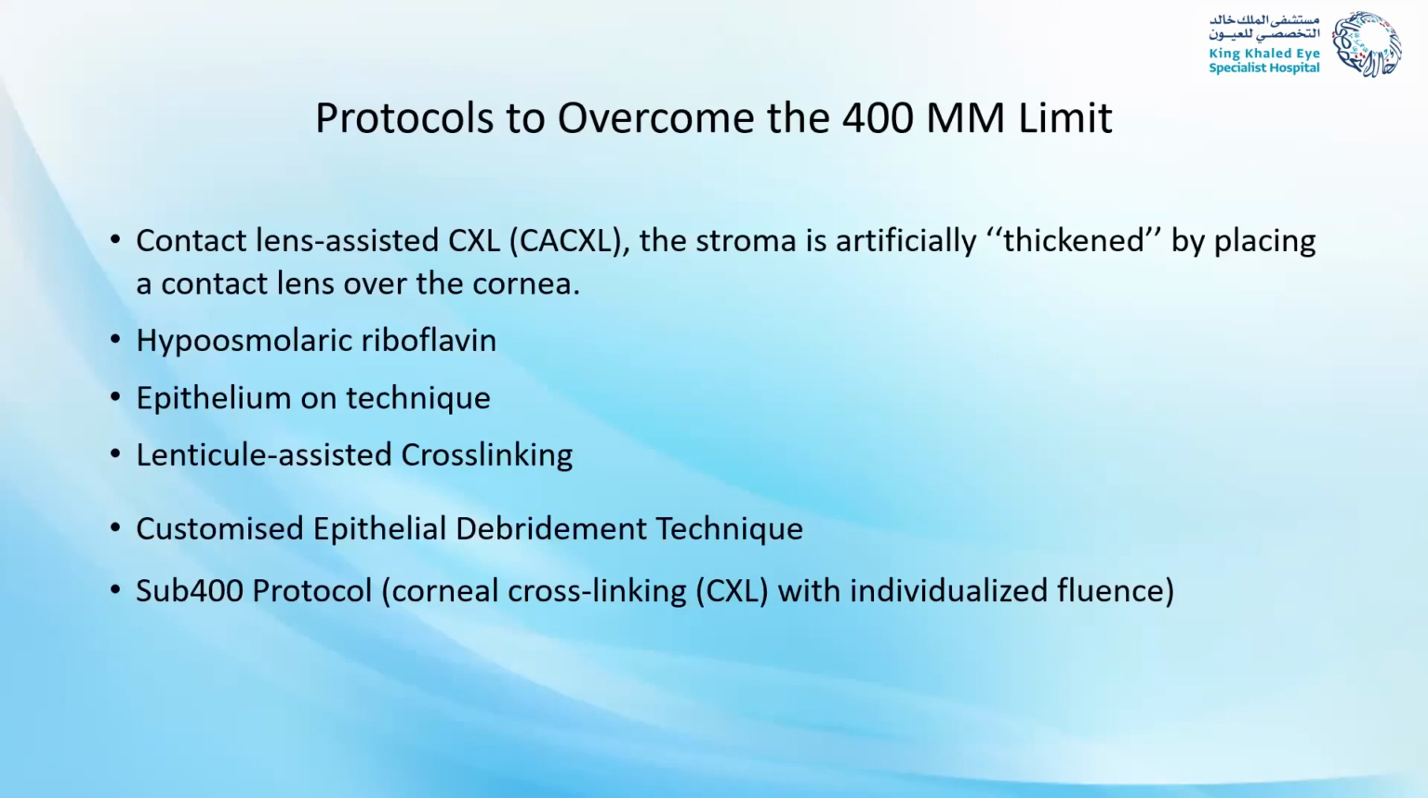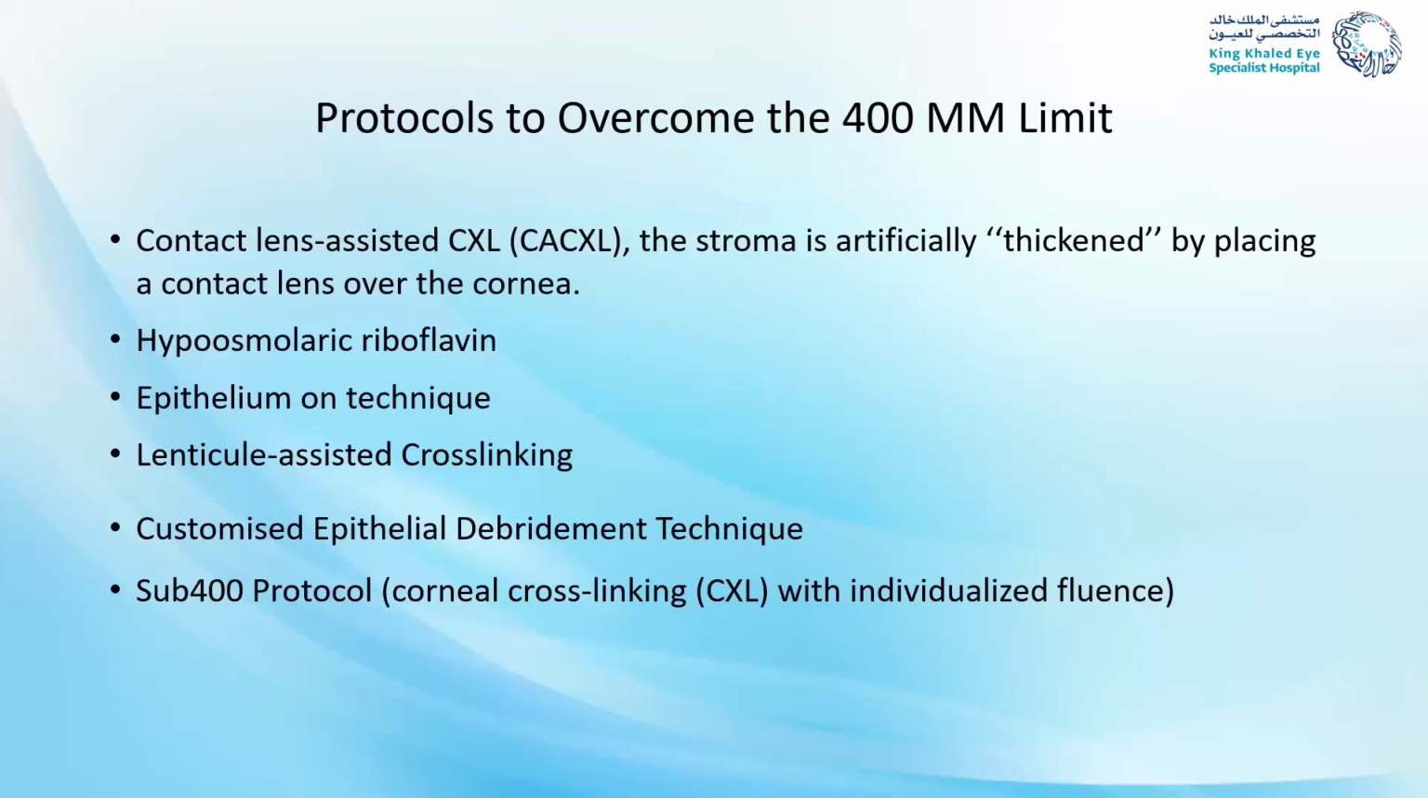So you basically remove the epithelium and place the contact lens on top, just to provide that extra space or thickening, so that you provide that artificially extra tissue, just to spare the endothelium from harm and damage. Another way is to use the hyposmolar riboflavin. Another technique is to keep the epithelium on, what we just discussed a minute ago, and try to use enhancers just to improve your outcome. Another way that has been described is the lenticule-assisted cross-linking. This is for patients who are doing the SMILE procedure.